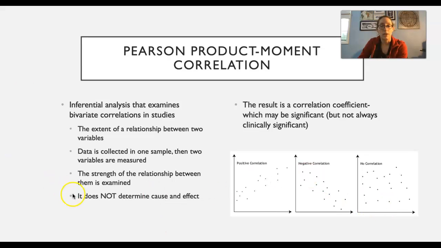The result of this Pearson product moment correlation is a correlation coefficient, which may be significant. Remember, what we're looking for here is something that's statistically significant because it tells us it's more likely to be real. So again, what is statistically significant is not necessarily clinically significant. Just because the data shows us one thing or another that's true doesn't mean that it clinically means something for the patient.